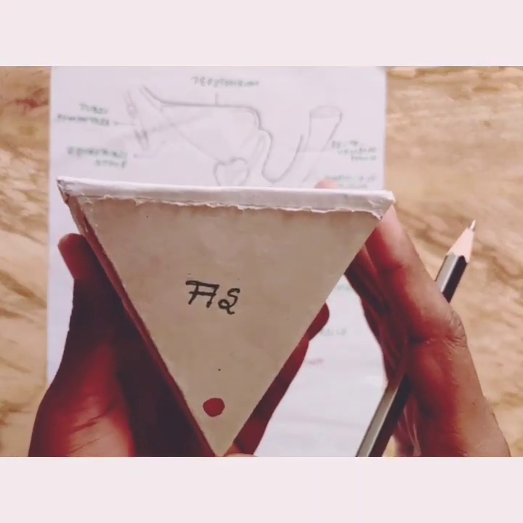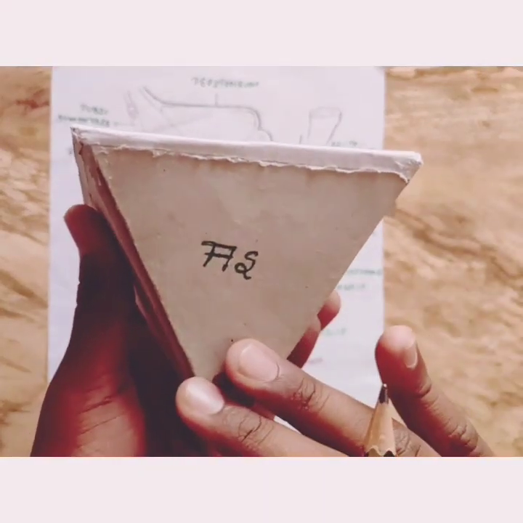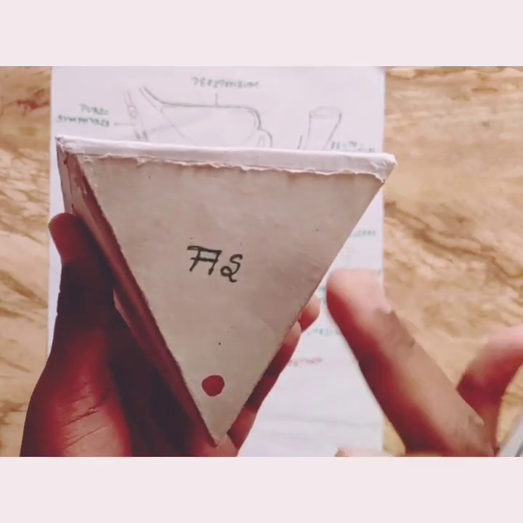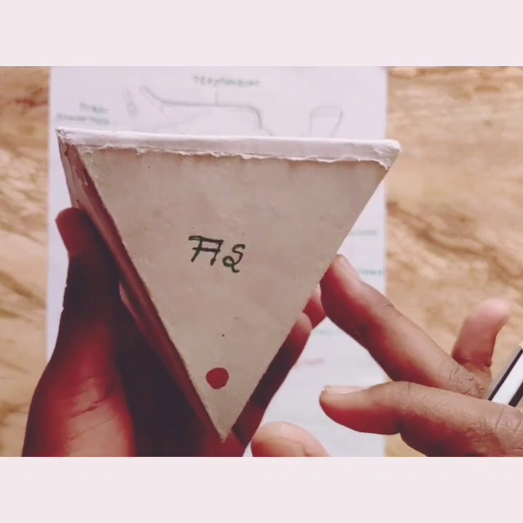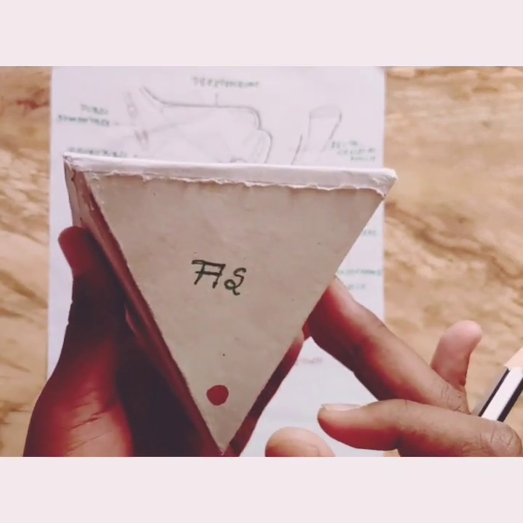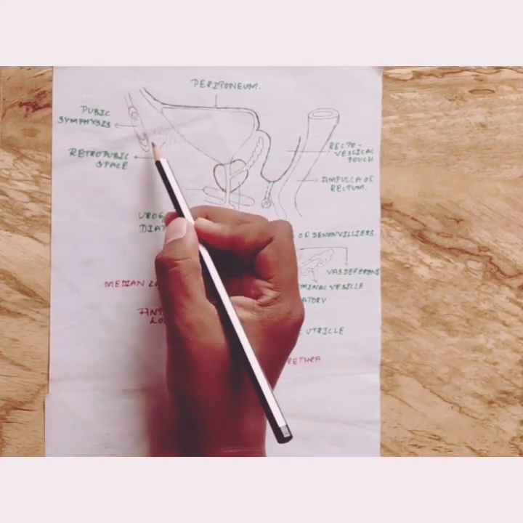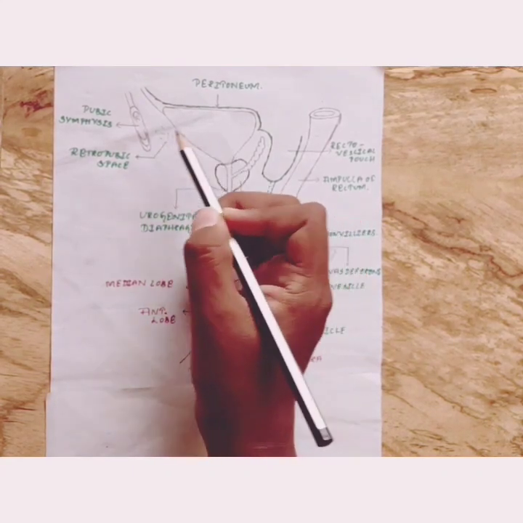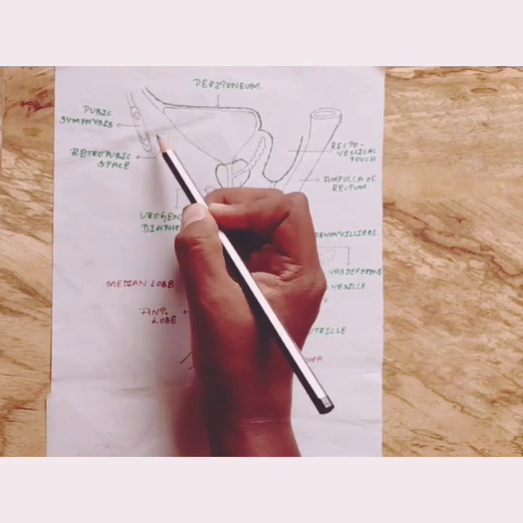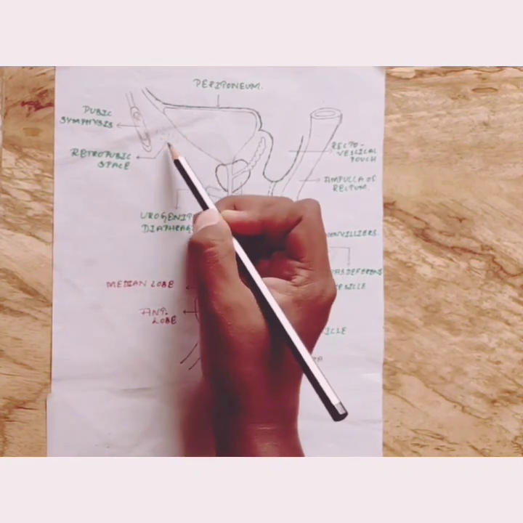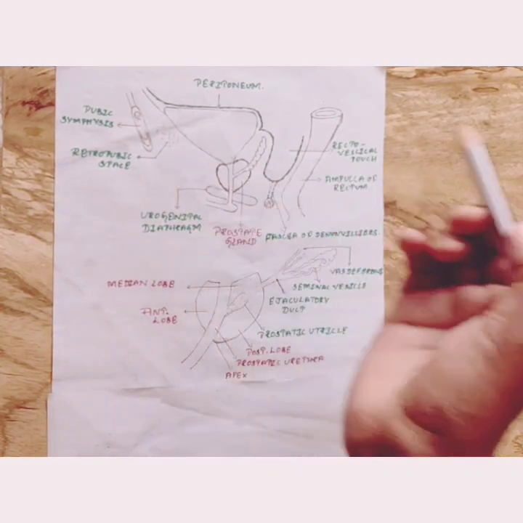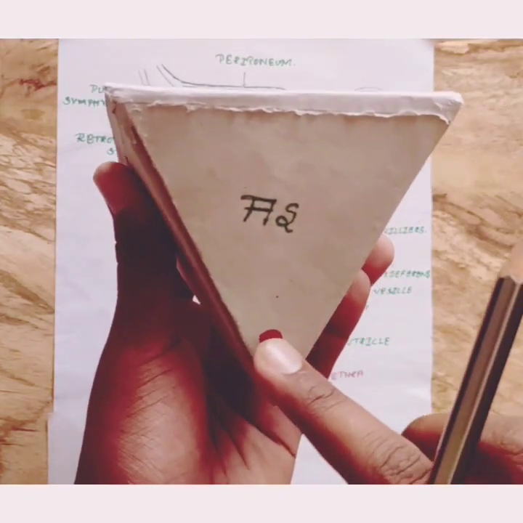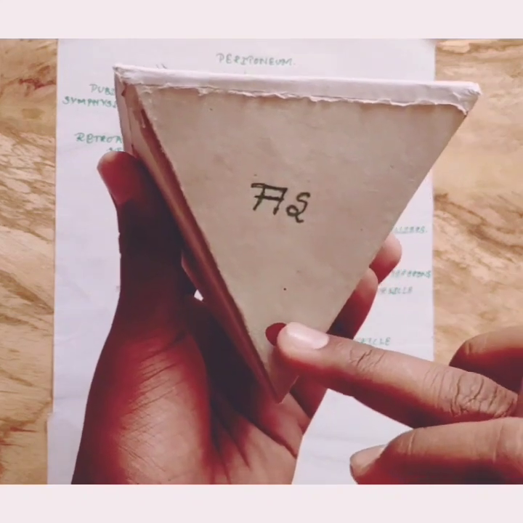Now we will see the surfaces. Anterior surface, it is narrow and it is convex from side to side. It is situated 2 cm behind the pubic symphysis and it is separated from the pubic symphysis by a space which is known as retropubic space. This anterior surface is pierced by the urethra a little above the apex.